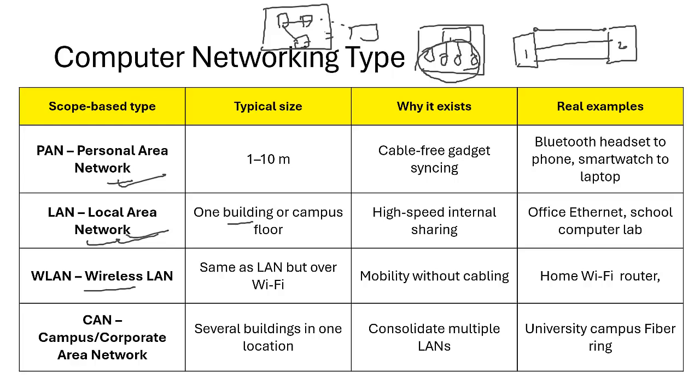If any guest comes and wants to connect to the Wi-Fi, definitely you will not be the person who gives him a cable. No. You give them a password, and by that they are able to connect to the Wi-Fi, and that is basically called a wireless LAN.